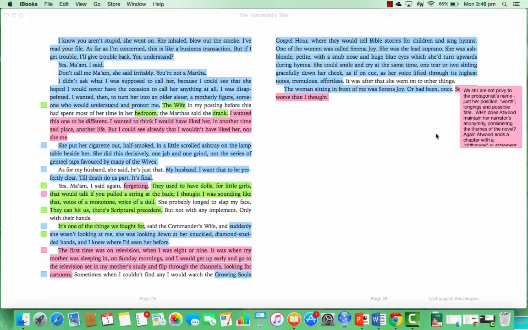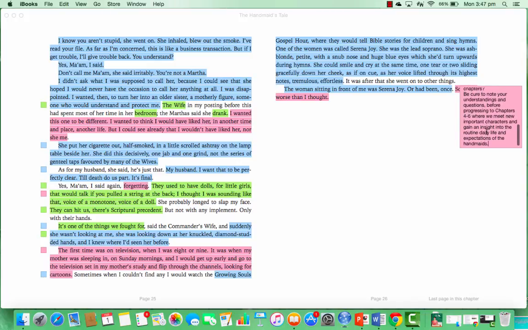We still are not privy to the protagonist's name by the end of chapter 3, just her position, worth, her longings, and possible fate. Why does Atwood maintain her narrator's anonymity, considering the themes of the novel? Again, Atwood ends a chapter with a cliffhanger or a statement that leaves us guessing and contemplating the implications of events. What are you anticipating their relationship will be like in the coming chapters?